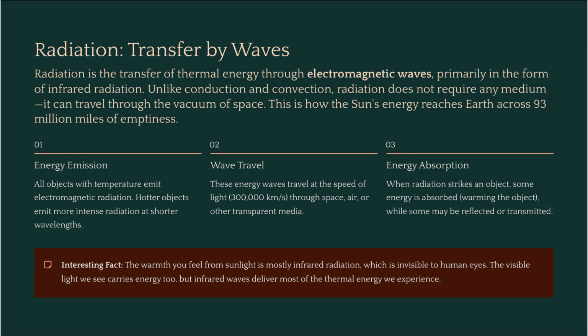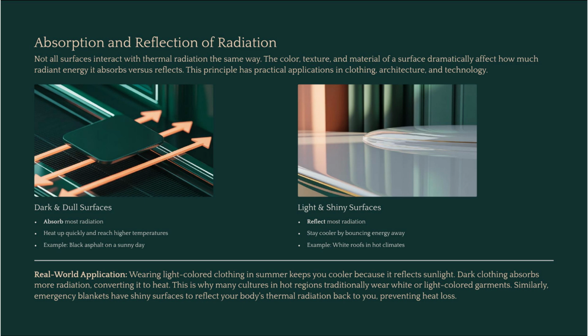Finally, we have radiation. This is the transfer of thermal energy via electromagnetic waves, mainly infrared waves. The amazing thing about radiation is that it doesn't require any matter to travel. It can go through empty space. The best example is the sun. Its heat travels millions of miles through the vacuum of space to warm the Earth. If it weren't for radiation, we would be a frozen rock.